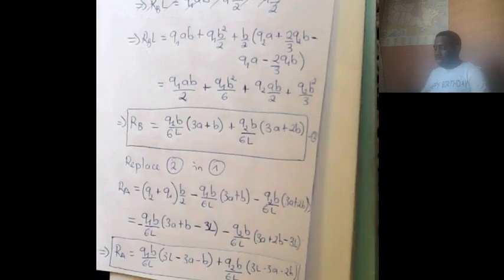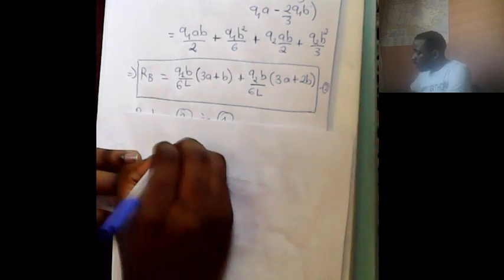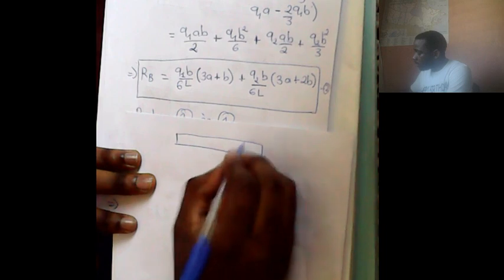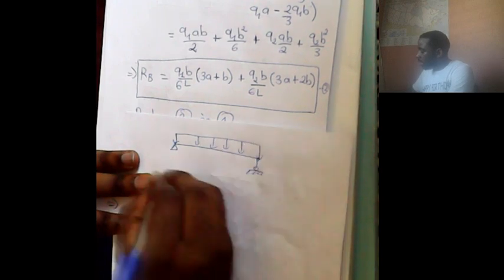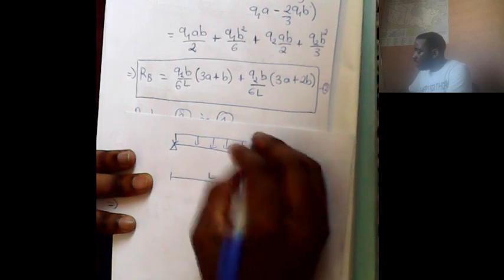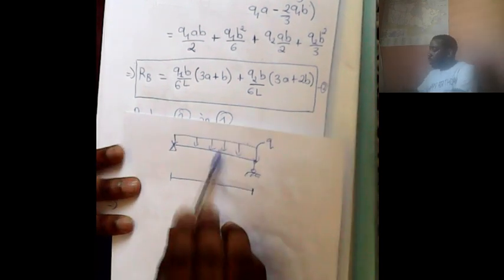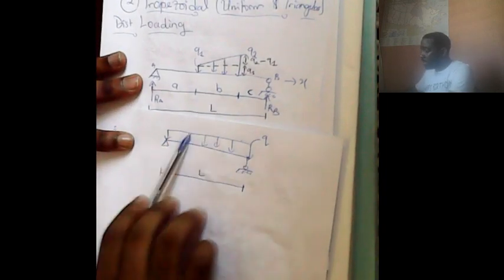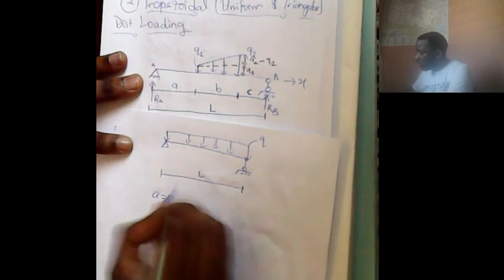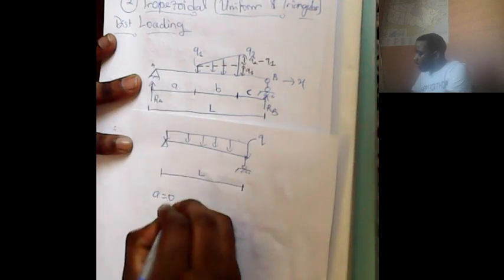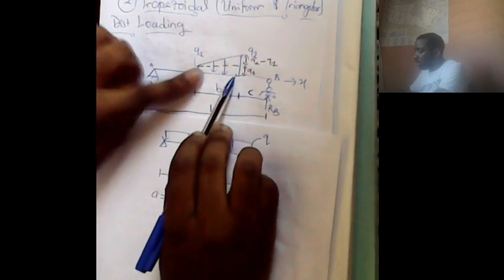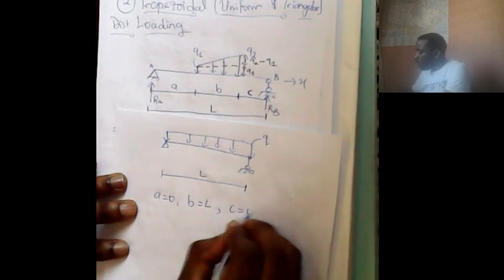To check if they are correct, we'll try to take a scenario like this one. I want to model a uniformly distributed load like this. Let's say our length here is L and the value of our load is Q. From our representation of the trapezoidal load here, to model this, the value of A will have to be equal to 0, so that this can start here. The value of B will have to be equal to L, so that the span is fully covered. And the value of C will have to be equal to 0.